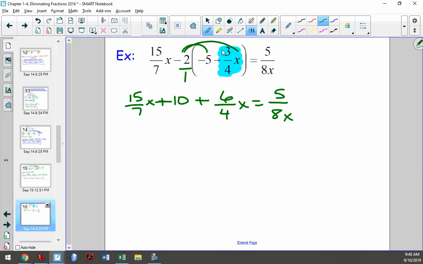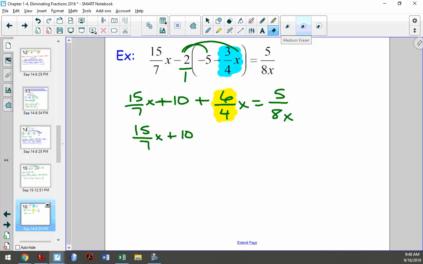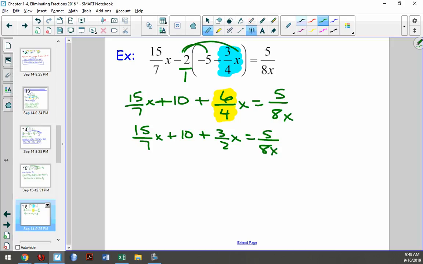Now, I'm going to look at this right here, and I'm going to say, hey, this 6 over 4 reduces. So I'm going to reduce that. 15 over 7x plus a 10 is equal to a 3. I lied, that's a plus sign. Plus a 3 over 2x is equal to a 5 over 8x. Divide the 6 by 2, and you get 3. Divide the 4 by 2, you get 2.